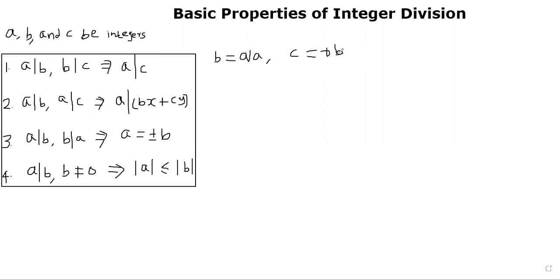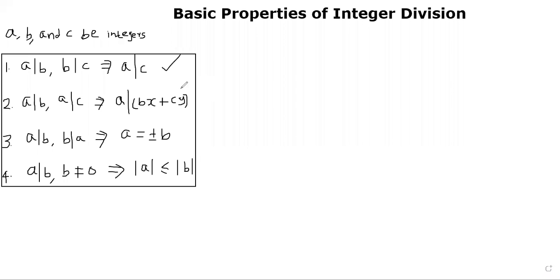Now I can substitute B into this one, which implies C is equal to R times Q times A. And because multiplication is associative, I can rewrite it like this. So C is equal to R times Q times A. This implies that A divides C, because that's the definition of divides. So we proved the first property.